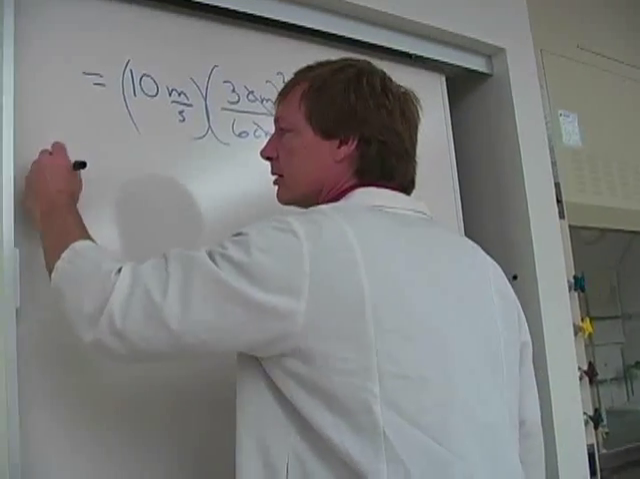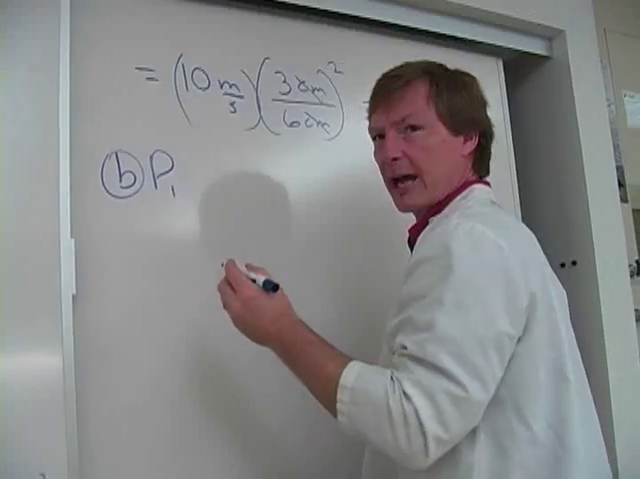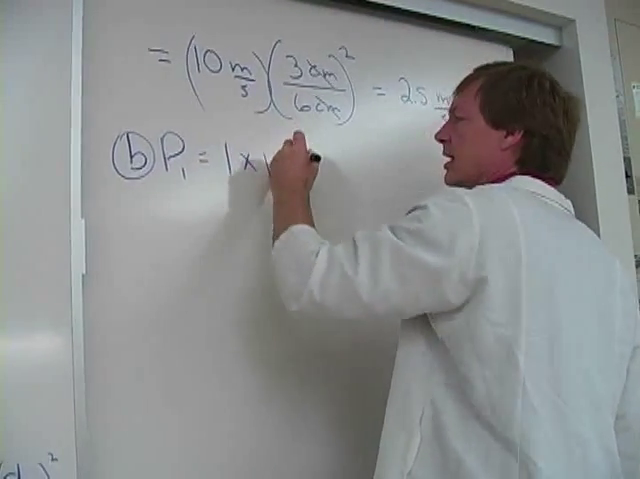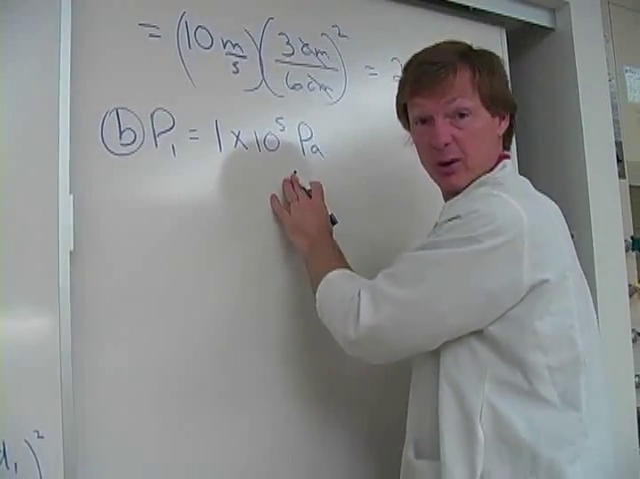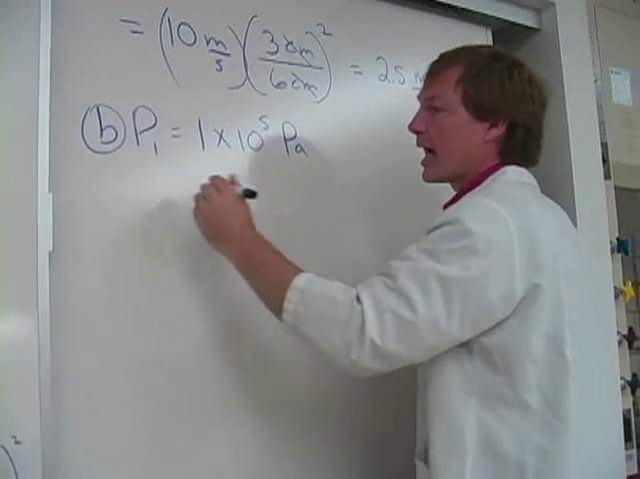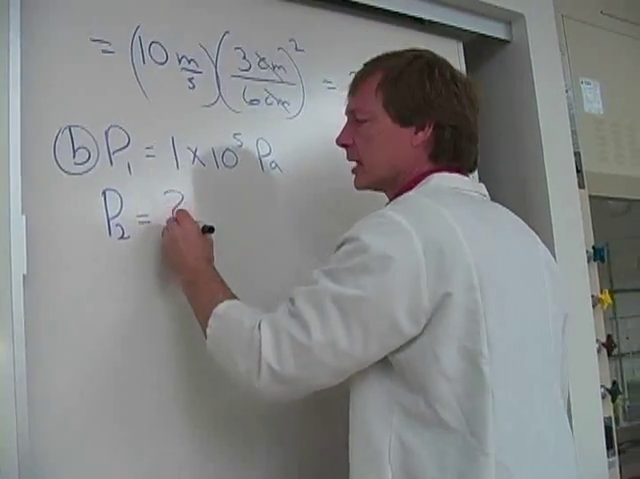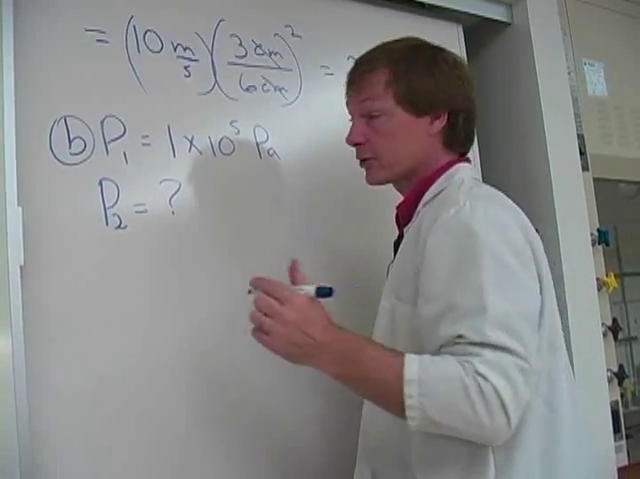The second part, let's say the pressure in the first part is 1 atmosphere. That'll be 100,000, or 1 times 10 to the 5th pascals. And a pascal is a Newton per meter squared, force over area. I want to know what's the pressure in that bigger area. So let's try Bernoulli's equation.